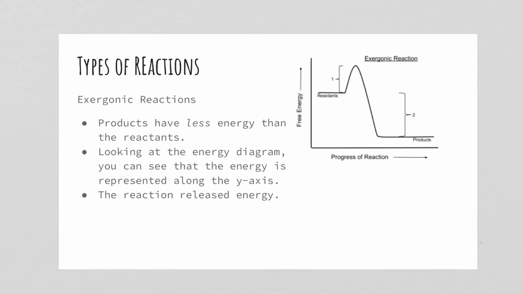Looking at this energy diagram, you can see that energy is represented on the y-axis. We start with a lot of energy in the early part of the reaction, but we end up with less energy at the end. That difference is our delta G, or change in energy state, and the reaction releases energy into the system.